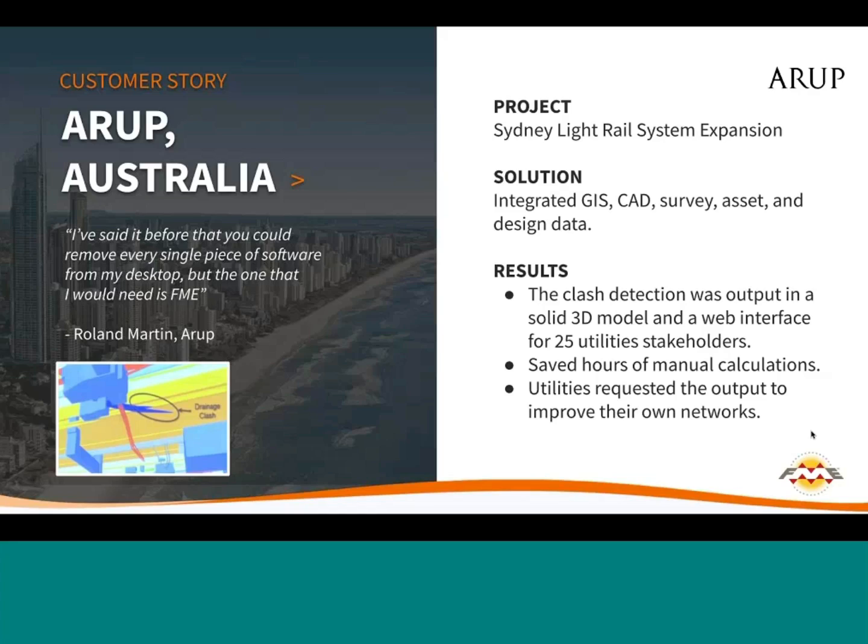The engineers knew the manual option was going to be a long and tedious process, and they were going to have to figure out a way to convert each individual dataset into a correctly scaled 3D model, and then manually stack each layer on top of one another to identify those clashes. Arup decided to automate the process using FME.